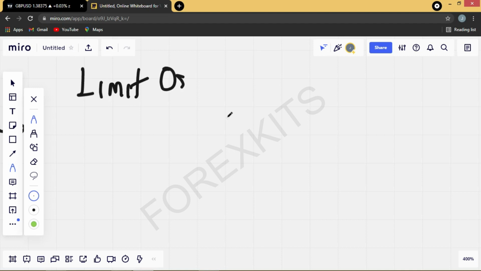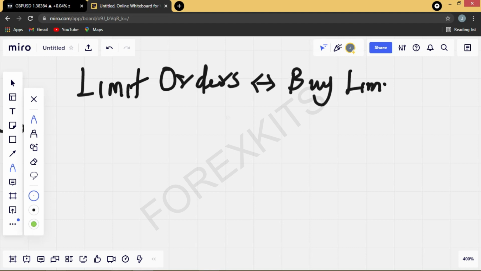Limit orders are orders that you set when you have a certain level that you're interested in, and price has gone past that level, and then you're waiting for price to come back to your level of interest before you get into that trade. Under limit orders, we have buy limit and sell limit. I'll explain both of them shortly. Let's go into buy limits.